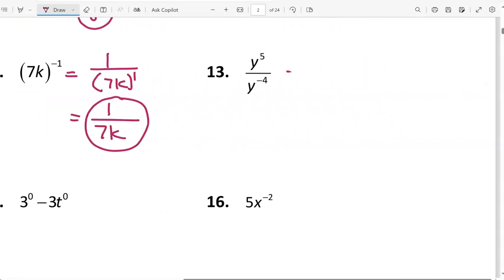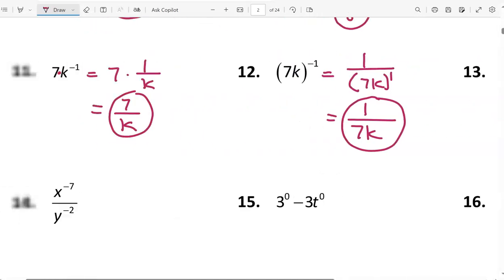For number 13, we are dividing like bases, so you may subtract the exponents. 5 minus negative 4 is 9. So y to the 9th is the final result.